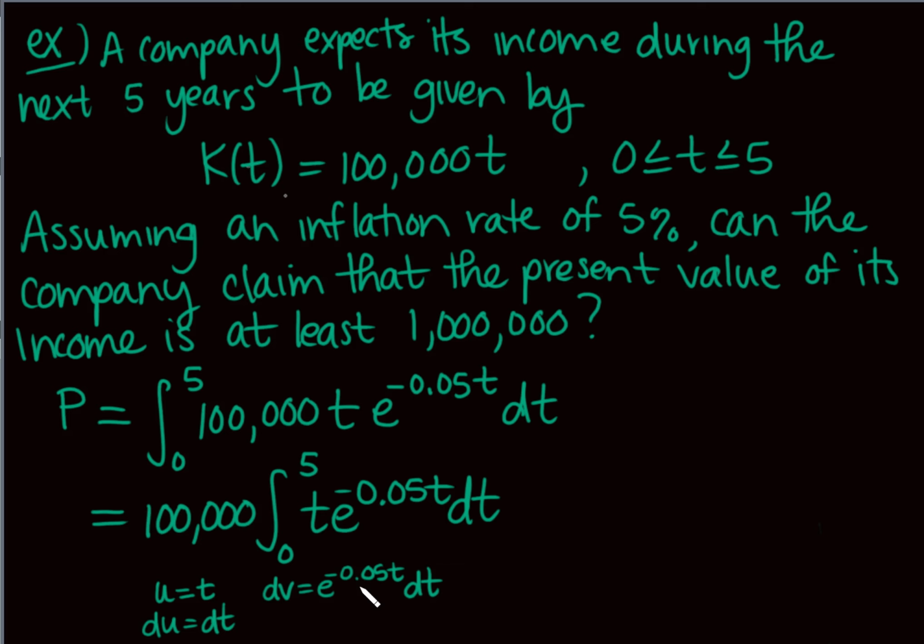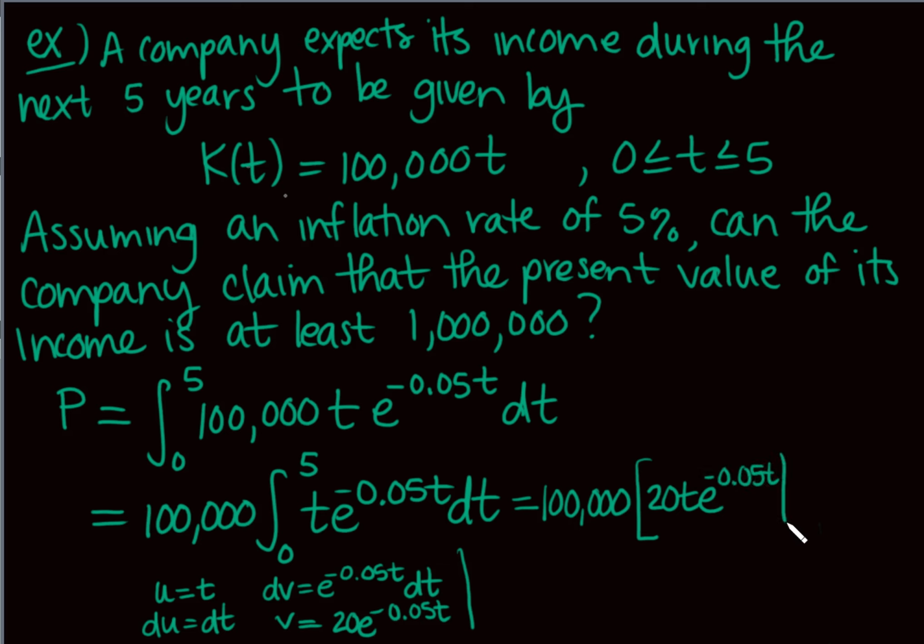And then I'm getting my calculator out because I'm going to divide. So v then is just this guy divided by the negative 0.05, right? So that's 20 e to the negative 0.05 t. All right, so we're going to take uv, and I have 100,000 still out here. I'm going to take u times v, so that's 20t e to the negative 0.05 t.